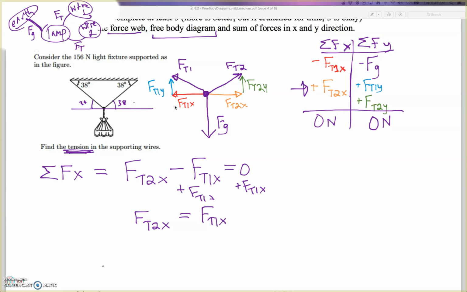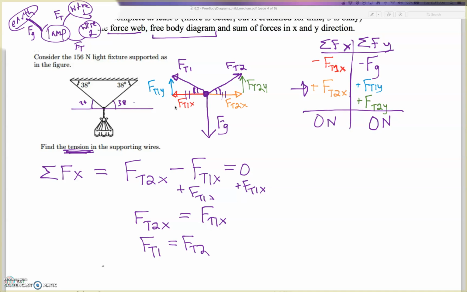So that's cool. That is actually telling me that these two forces are congruent. They are the same length. And that can tell me that mathematically, if these two are congruent and these two angles are the same, which they are, they're those 38-degree angles, that tells me that the force tensions are the same as well. So that is telling me that force tension 1 equals force tension 2. And I don't even have to worry about the x direction anymore.